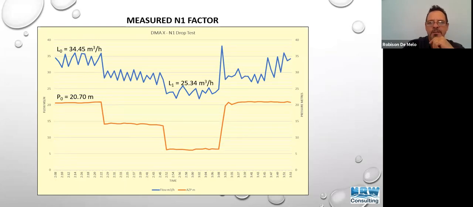And we drop it until we get a flow of 25 cubic meters per hour and a pressure of 6. Actually, we drop the pressure to identify the flow. We step the pressure down at least 3 times, as you can see, to get more precise data to calculate the N1 factor.